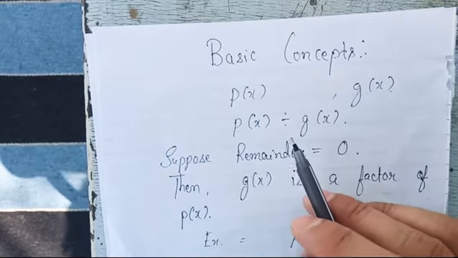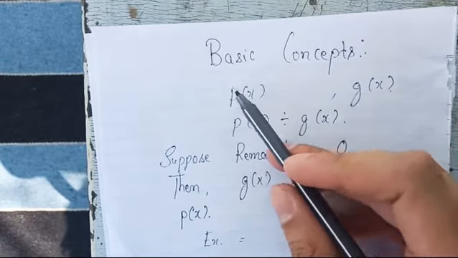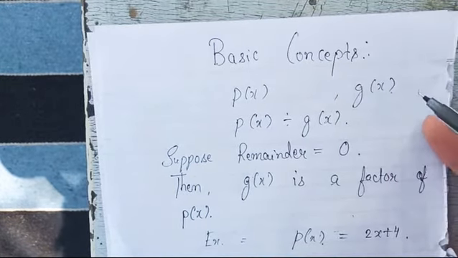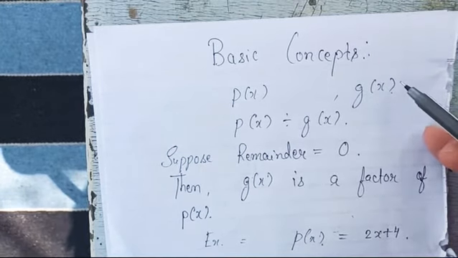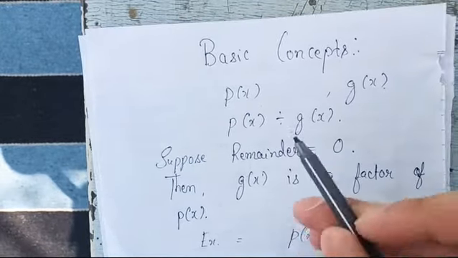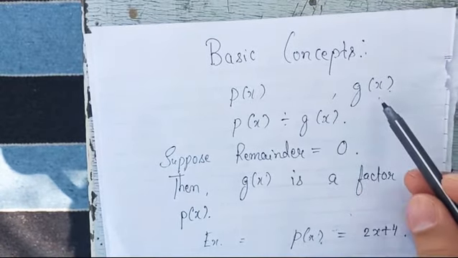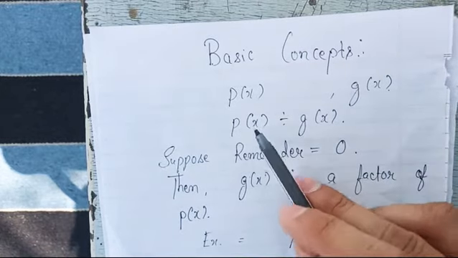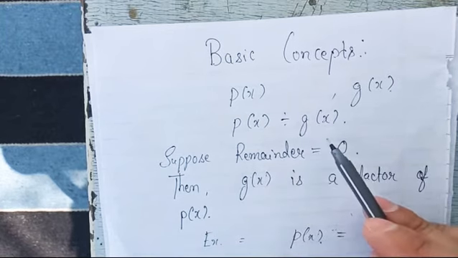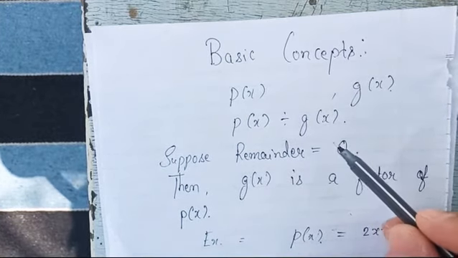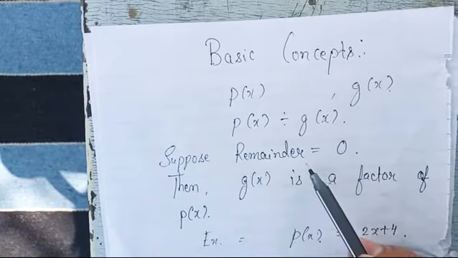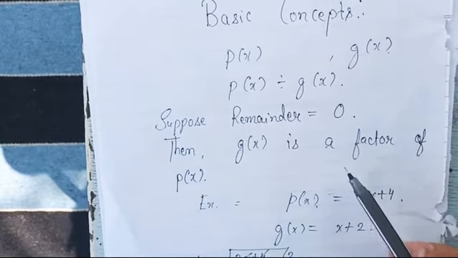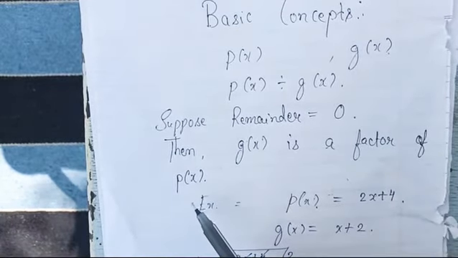So first of all, a polynomial p(x) will be there, and it will be divided by another polynomial g(x). Two polynomials will be given in the question. Then when we divide them, if the remainder is 0, then we can say that g(x) is a factor of p(x).